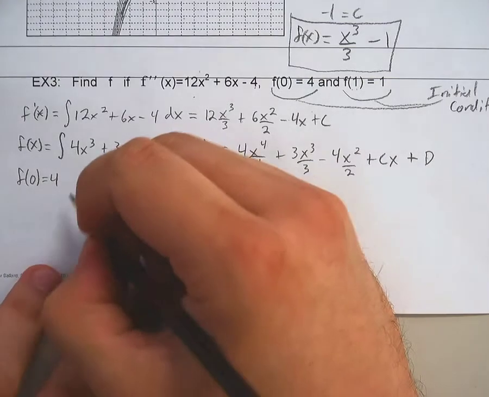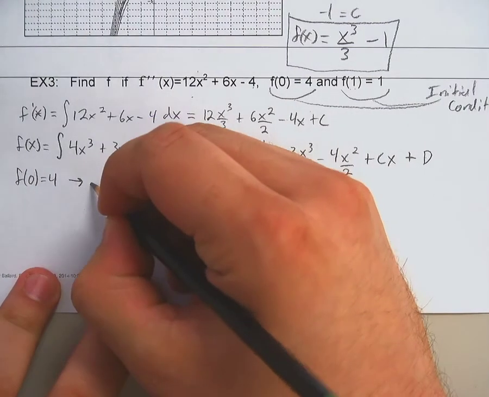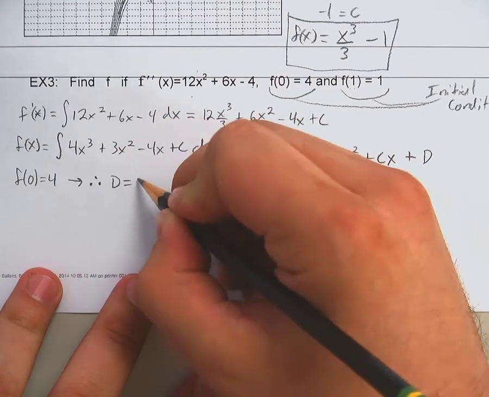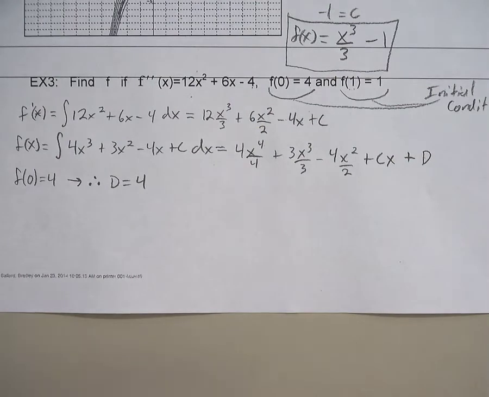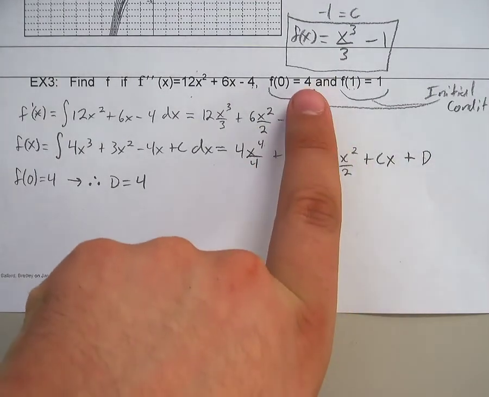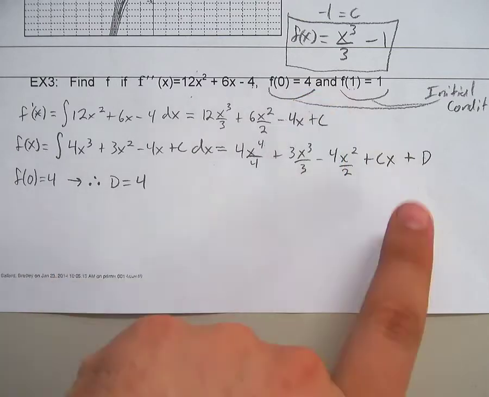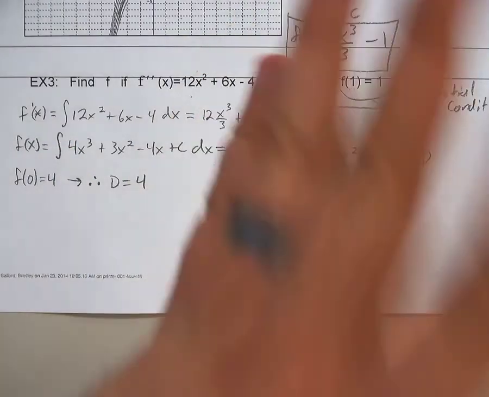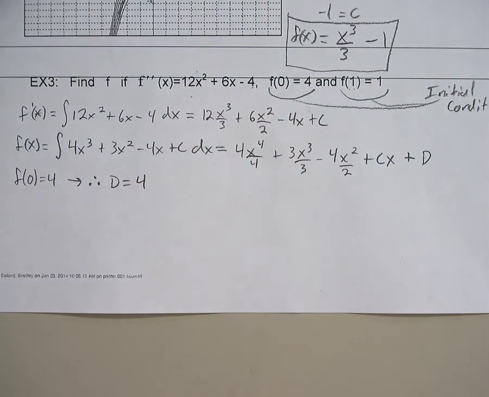That tells me, therefore, d has to equal 4. If I plug in a 0 for all these x's and I'm supposed to get 4 out of it, the only thing left is d, so d has to be 4. All right? Now, I am skipping a few steps here, but that's okay. Just follow along with me here.